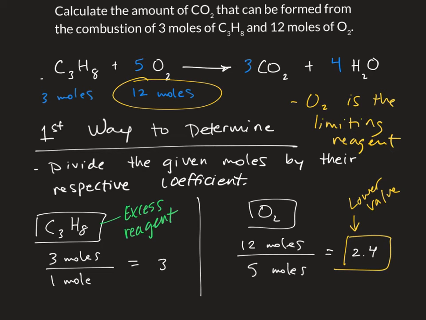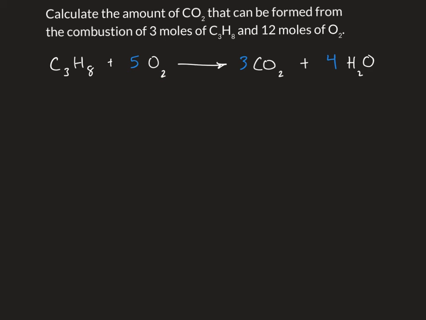I'm going to show you the second way to determine the limiting reagent using the same problem. It is a little bit more extensive, but it'll get you the same answer. Again, remember this is the same problem. We are given 3 moles of propane and 12 moles of oxygen. This is just setting it up using the coefficients in the chemical reaction, or the coefficients in our recipe.